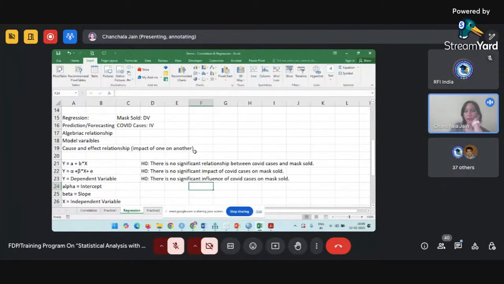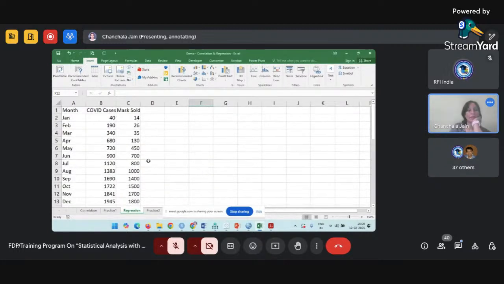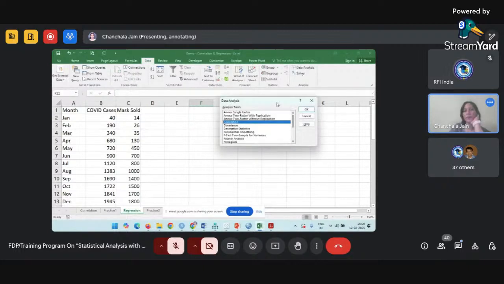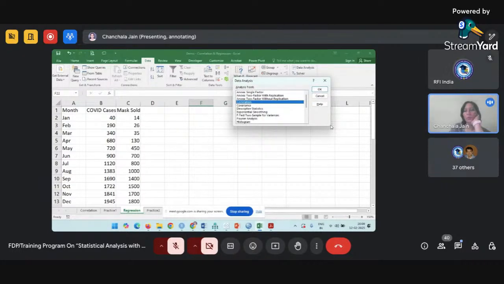We want to see the impact of the independent on the dependent. Now, when we have got the clarity, we will apply the regression. For that, we go to the Data tab and select the Data Analysis toolpak. This dialog box has all the tests listed in alphabetical order, so you need to go down to find Regression. I hope you will be able to locate this.